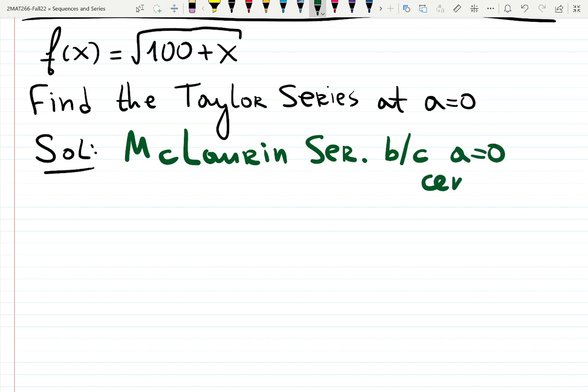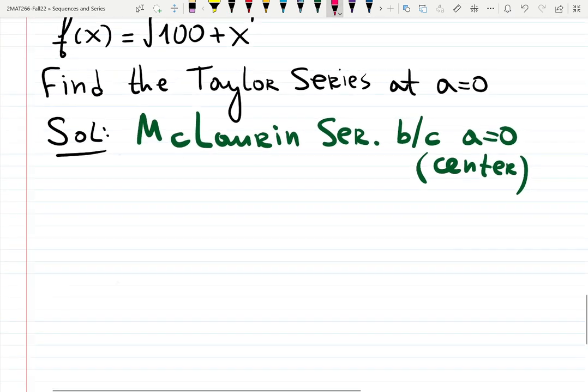That's a center. So you will see they will say Taylor series about a equals 0, around a equals 0, at a equals 0. That's the idea. So we are going to do the table method, so the formula. Let me write down for you the formula again.